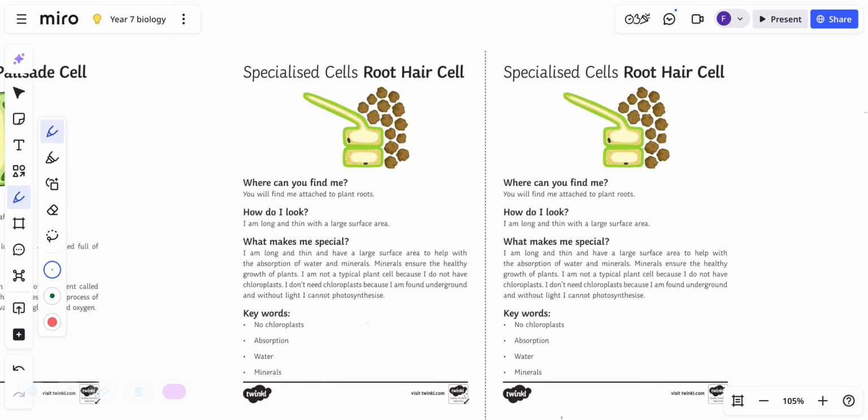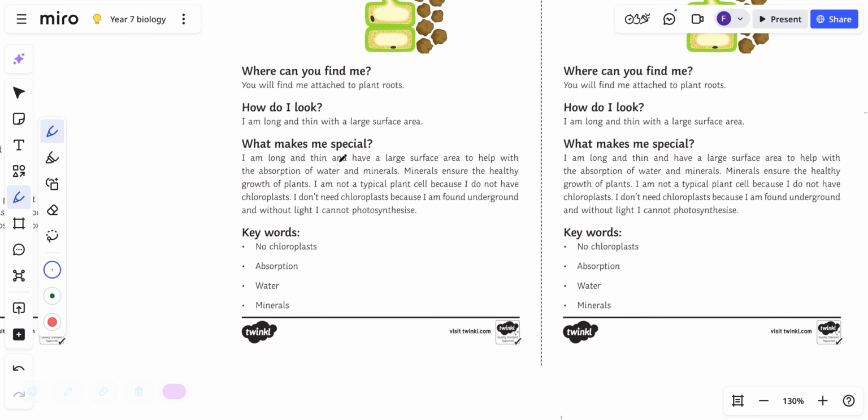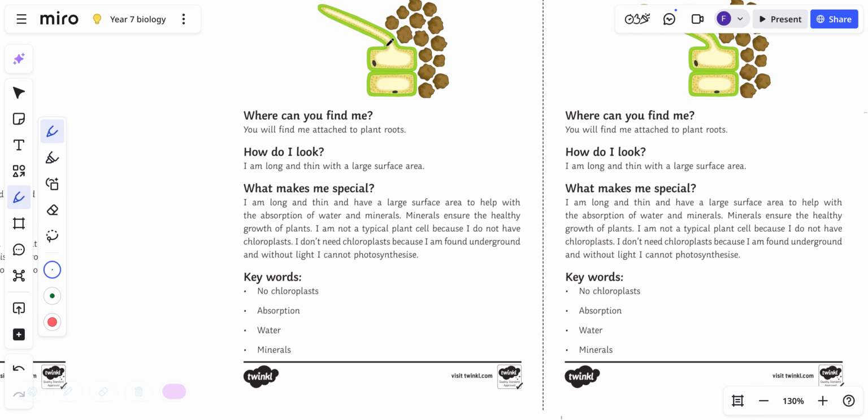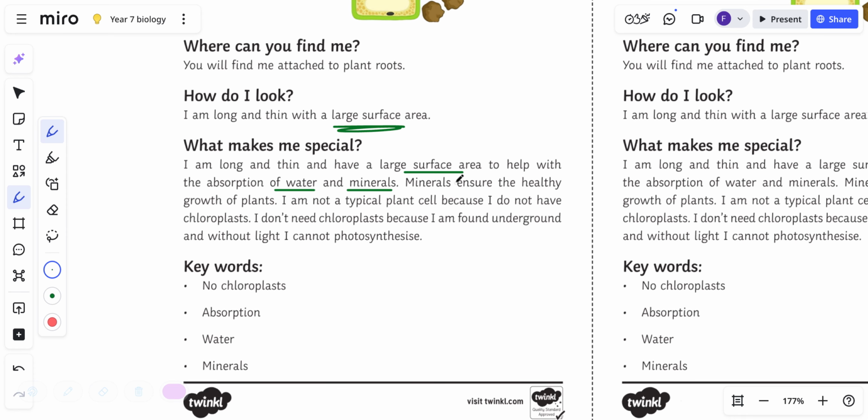Okay. So now we have root hair cells. You find this in the roots of plants. They are long and thin, and the reason that you have this root hair cell is to give it a large surface area. And they have a large surface area to absorb water and minerals, as I said. Minerals are really important. They're essential for a plant as they are for you to make sure they're healthy.